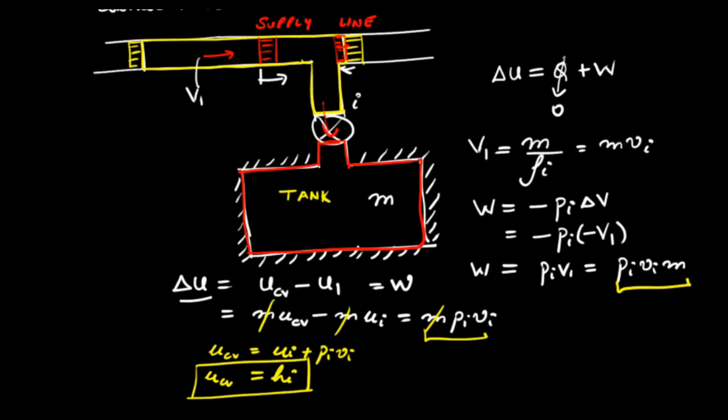So with this, we have finished our discussion on the first law of thermodynamics. We've looked at the first law applied to a control mass, and then we looked at the first law applied to a control volume. In the next few lectures, we are going to now discuss the second law of thermodynamics.